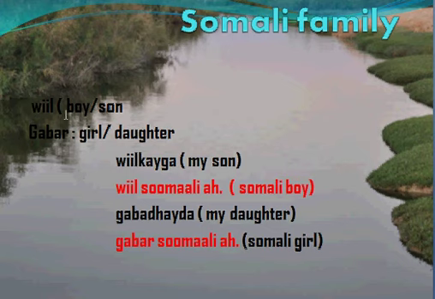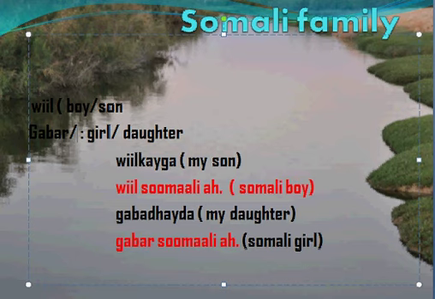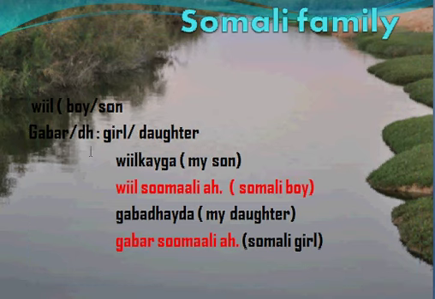Wiil is a boy, also son. Gabar, girl or daughter. Wiilkayga, my son. Wiil Soomaali ah, Somali boy. The word wiil means boy, and also son. If I say wiilkayga, that is my son. If I say wiil Soomaali ah, Somali boy. Gabad, gabar. There are two ways you can write the word girl, either with R or DH. Both are the same. Girl or daughter. Gabadhayda, my daughter. Gabar Soomaali ah, Somali girl.